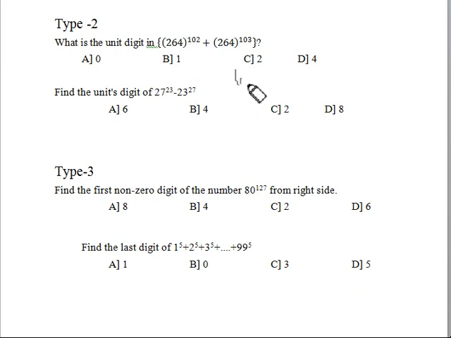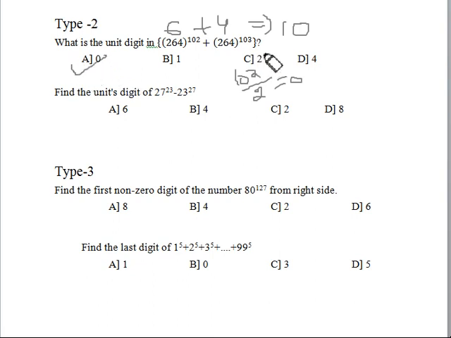So divide 102 by 2. The remainder would be 0. That means the last number of the cycle in this case, which is 4 into 4, 16. So 6 would be from here, plus 4. The remainder of 103 by 2 is 1, so the first number in the cycle. So 6 plus 4 is 10. But we have to take only the last digit by adding these two. So the answer would be 0.